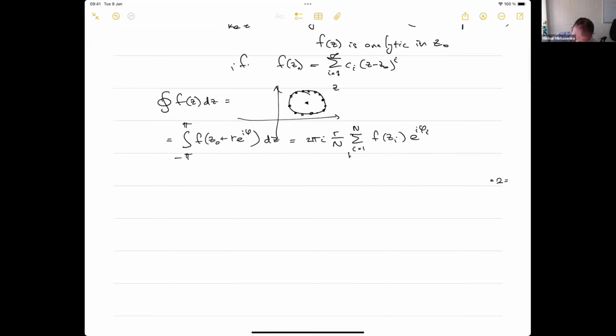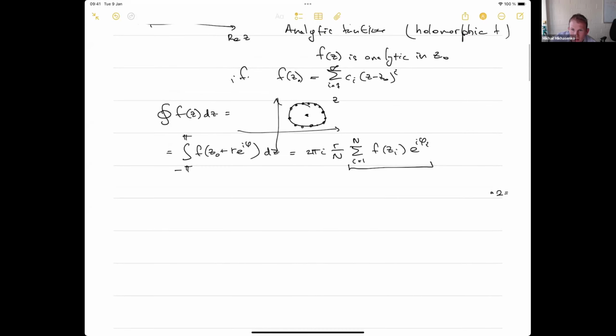In fact, any analytic function would give me 0 once I sum along the circle, keeping the phase. Take any function, take a square root of z as the f of z.